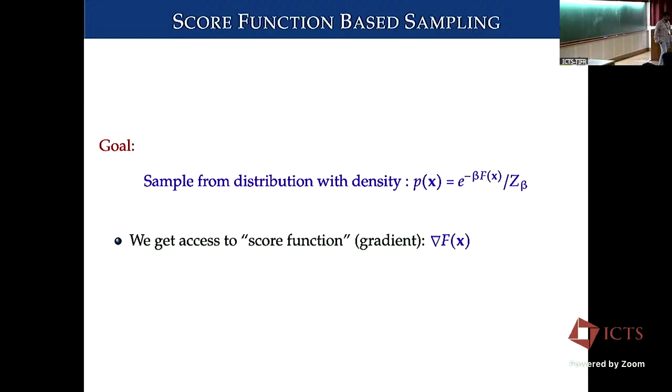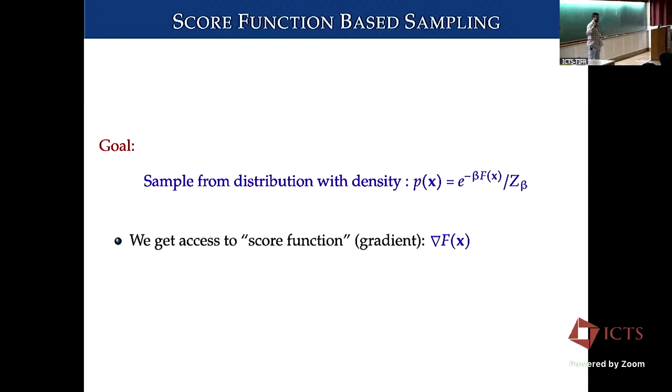Another goal that typically comes up in sampling is that you want to sample from a distribution whose density is P of x, called the Gibbs distribution. Its density is proportional to e to the power of minus beta times f of x. Typically beta is a temperature parameter in this setting.